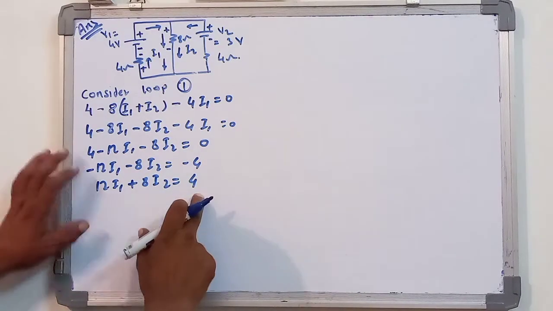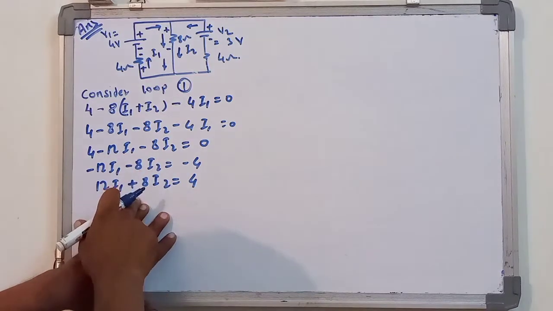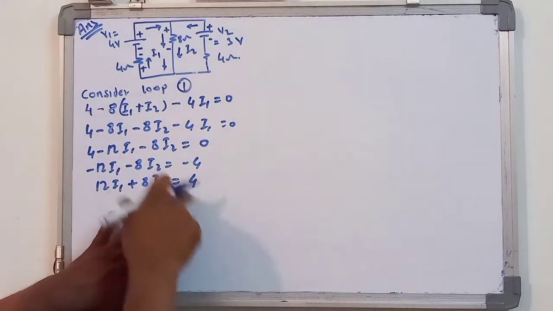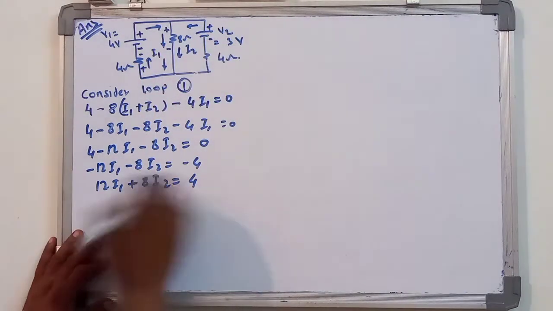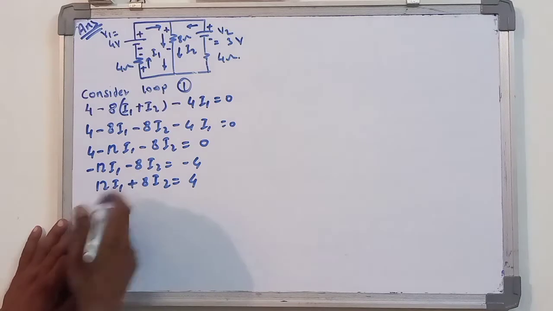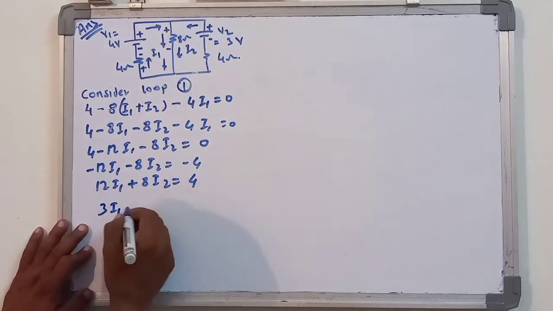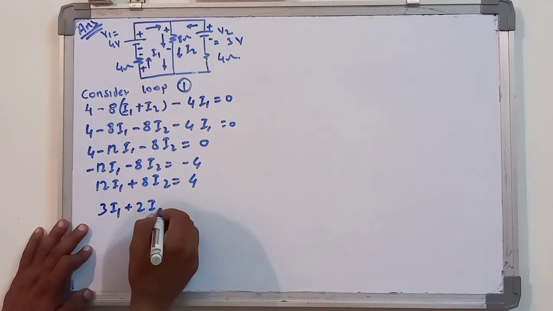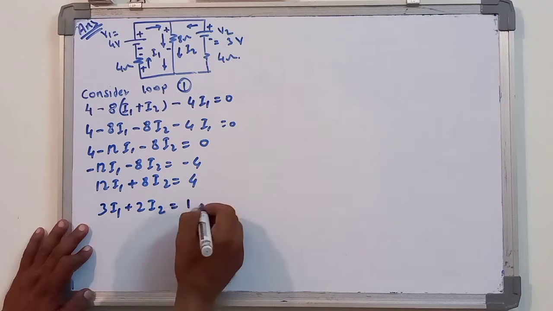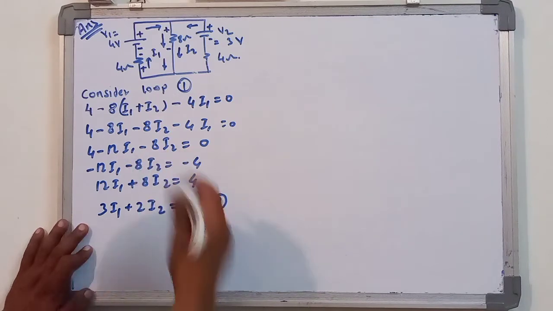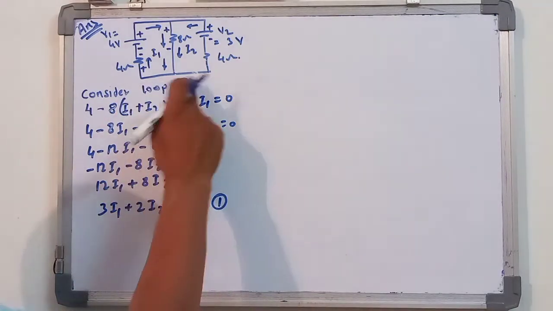Now observe this equation very carefully. Either it is multiplied or it is divided. You divide it, so the value will get smaller. So 4 divided by 12 gives 3 I1, and 8 divided by 4 means plus 2 I2. We have divided by 4, and 4 by 4 is 1. So you have got equation number 1 for loop number 1.